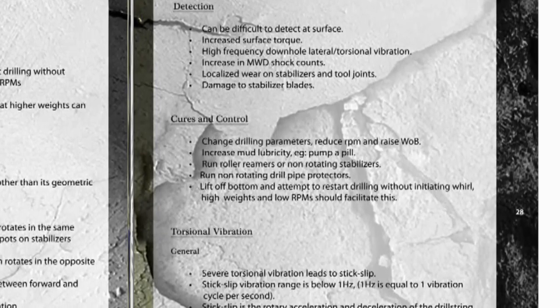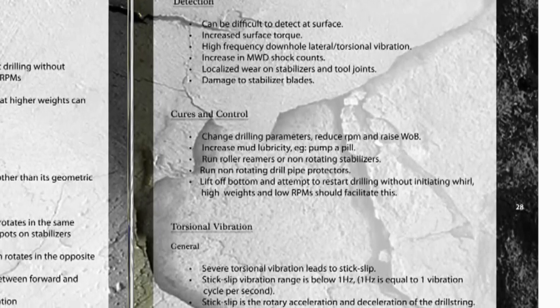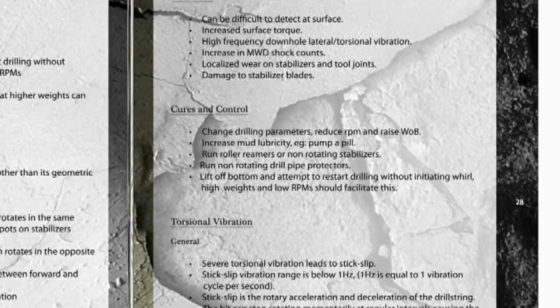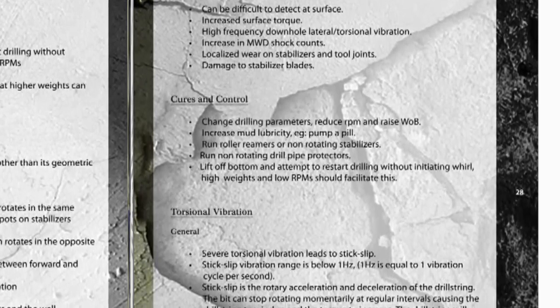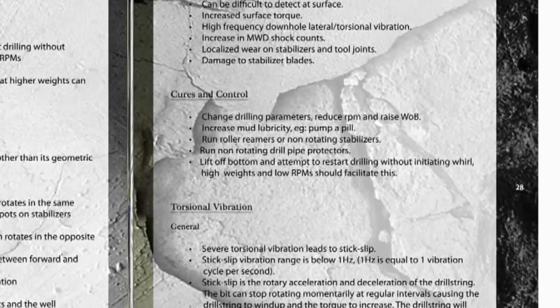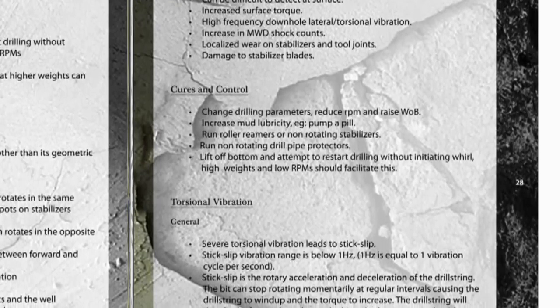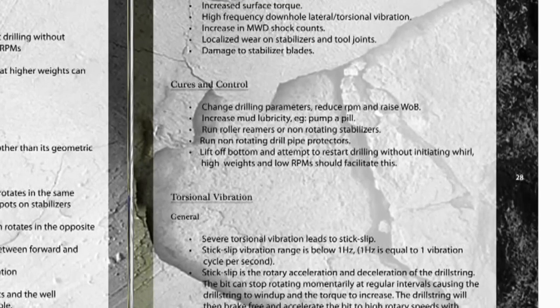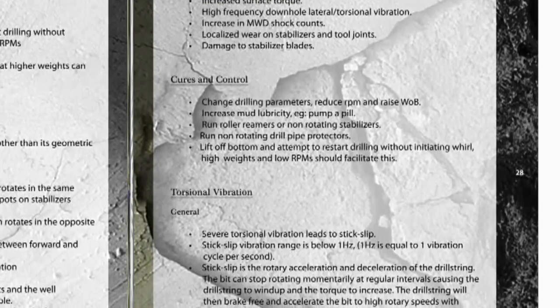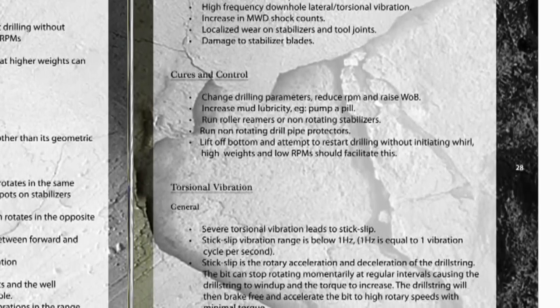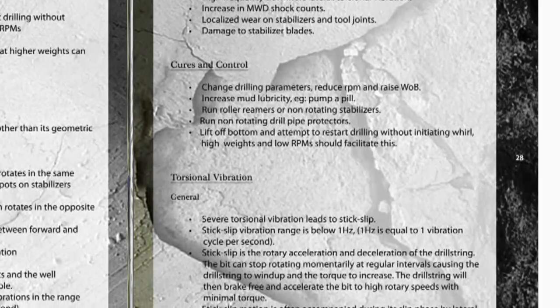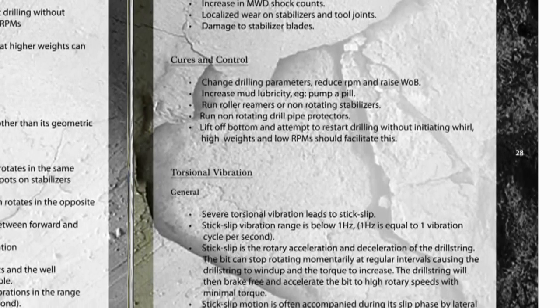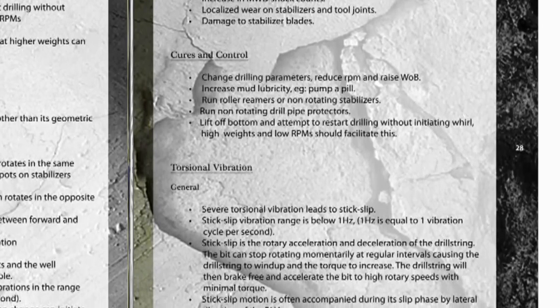Cures and control. Change drilling parameters. Reduce RPM and raise WOB. Increase mud lubricity, for example, pump uphill. Run roller reamers or non-rotating stabilizers. Run non-rotating drill pipe protectors. Lift off bottom and attempt to restart drilling without initiating whirl. High weights and low RPMs should facilitate this.